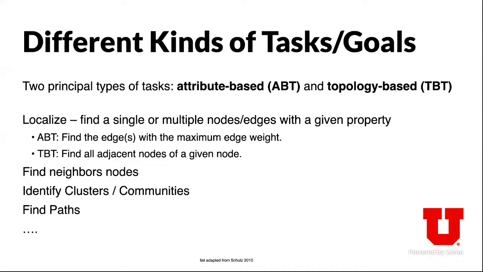But generally speaking, we have two different kinds of tasks or goals: attribute-based tasks and topology-based tasks. Attribute-based tasks are about node or edge attributes. For example, in a social network, find the person that is either the oldest or has the highest connectivity. Topology-based tasks would be things like find all neighbors, find a cluster, or find a path, and so on. So topology-based tasks are purely about network structure, while attribute-based tasks are about attributes of the nodes or derived attributes of the nodes and edges.